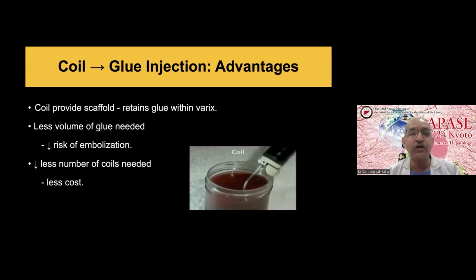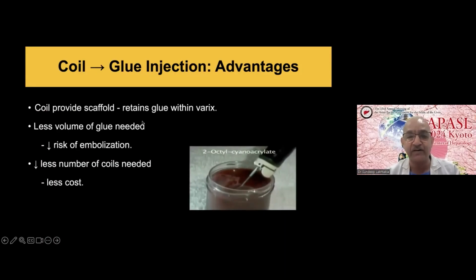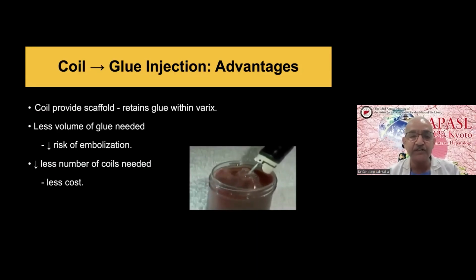The addition of glue to the coil is that coils provide the scaffold where glue is retained within the matrix, within the varix, and less volume of glue is required, which also then saves the needle, and you can do subsequent interventions if required.